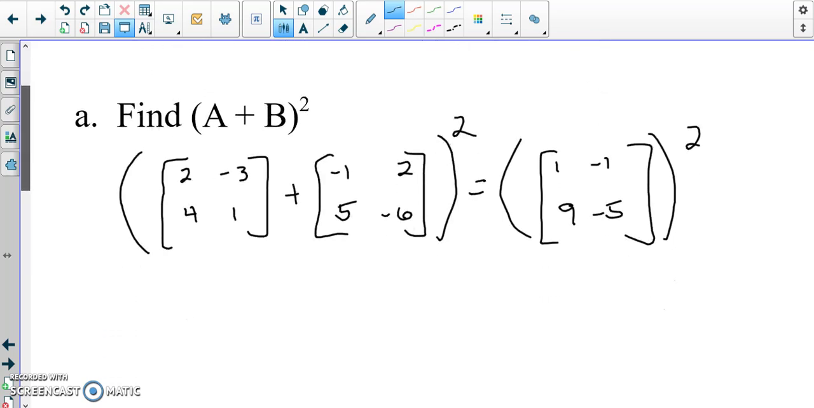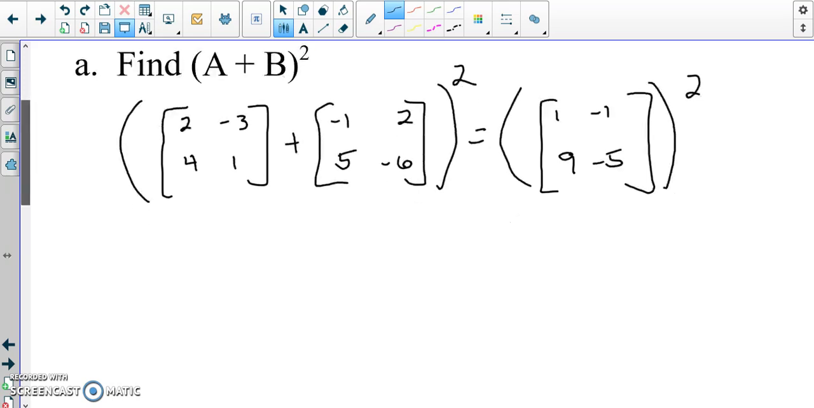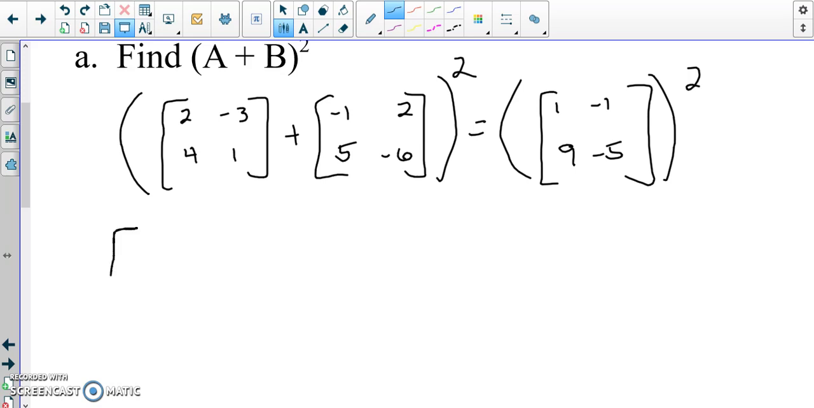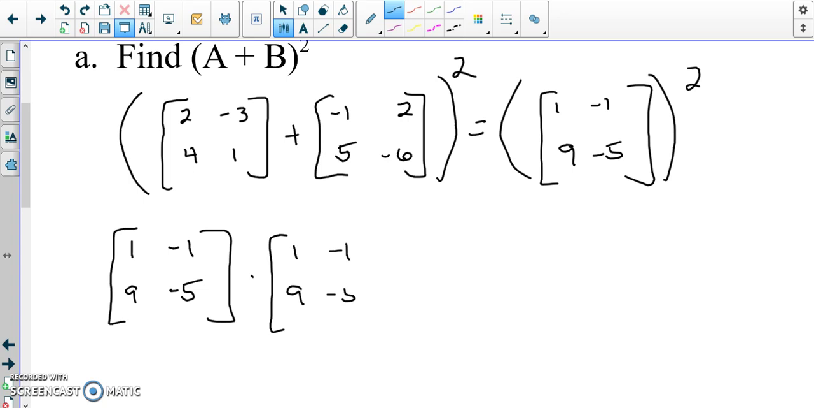Now this is where a lot of people make mistakes. When you square this, you do not square individual terms. We have to use our matrix multiplication rules. What you want to do is write it out twice. So you got 1, -1, 9, -5 times 1, -1, 9, -5. Again, do not just simply square the individual terms. You have to do row times column.